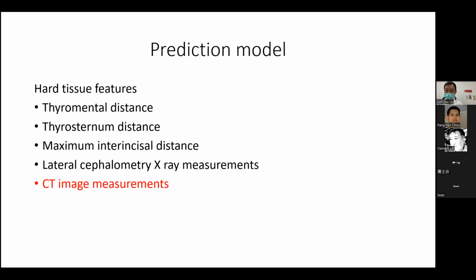And like I just mentioned, in our daily practice, we use the lateral cephalogram as well as the head and neck CBCT. A lot of previous literature uses this kind of image and tries to measure hard tissue features. Some might use thyromental distance, thyrosternum distance, and the maximum interincisal distance to see if the patient has a high risk of OSA. Some might use different angular or linear measurements in the lateral cephalometric X-ray. And nowadays, we are more interested in the 3D image. So in this research, we try to apply CT image measurements to see if the patient has a high risk.